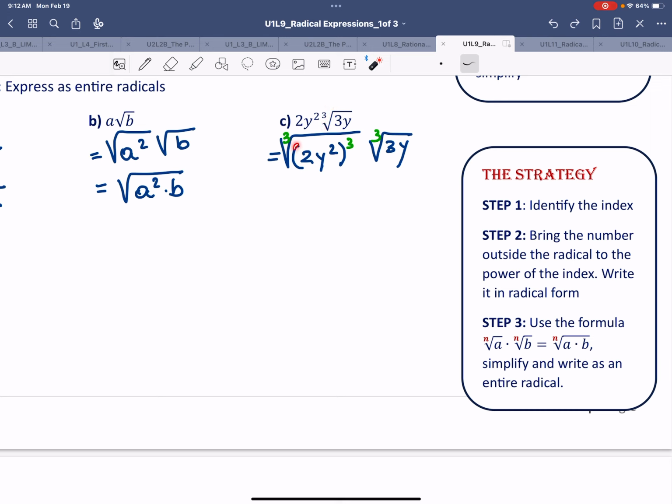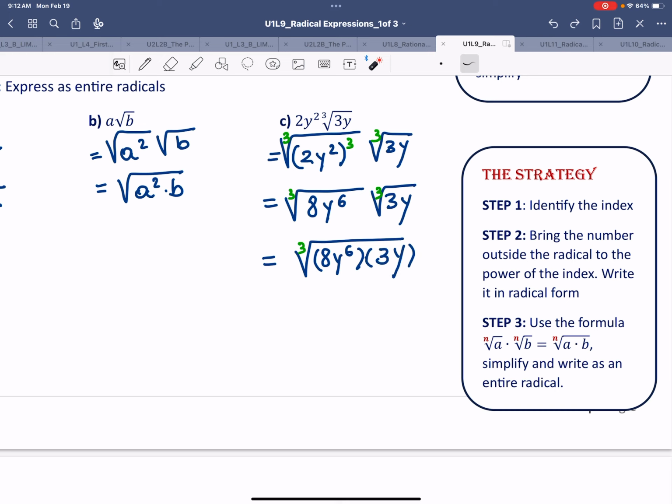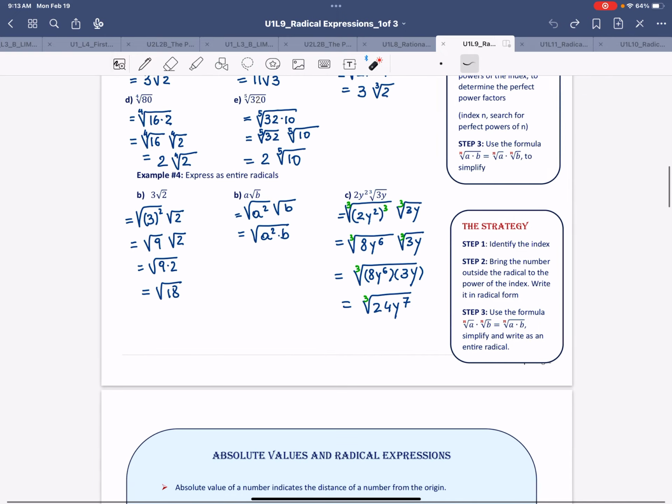Now, we'll simplify this a little bit, if possible, and remember that power of 3 will apply to number 2, which is a coefficient, and y squared, to give 8y to the power of 6, and then times the third root of 3y. So now it's time to multiply the two radical terms and bring them inside the same radical. So we have the third root of 8y to the power of 6 times 3y. Now combine these together, and numbers will go with numbers. 8 times 3, 24. y to the power 6 times y to the power 1 is y to the power 7. So the third root of 24y to the power of 7 is the answer.